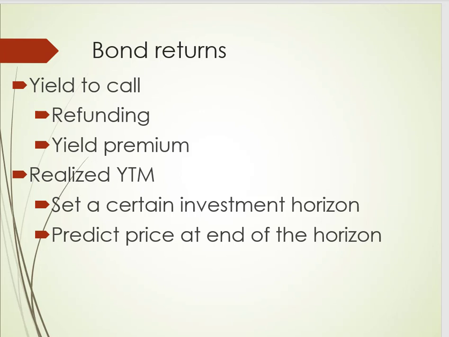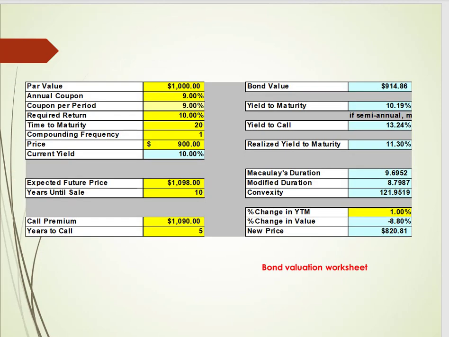Realized yield to maturity is really an investment strategy. It talks about setting a guideline, setting an investment horizon, if you will, so that let's say in 10 years you need $1 million. So you want to buy a bond or a bond portfolio that would provide that cash flow at the end of that 10 years. So to understand what rate of return we would earn, we need to predict a price at the end of the horizon. What this requires then is for us to predict future interest rates. And that's another class, another time. So let's talk about how this ultimately works.